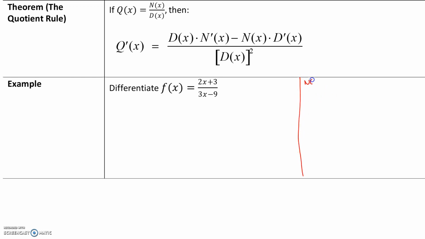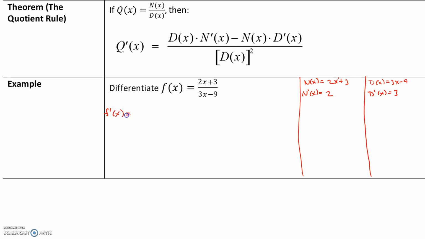So the numerator, n of x, equals 2x plus 3. And the denominator, d of x, is equal to 3x minus 9. N prime of x is the derivative of this. So there's an invisible 1. 1 times 2 is 2. And if you take away the exponent, then it's x to the 0, which is just 1. So all we're left with is 2. And then d prime of x similarly will equal 3. So now that we have all the information we need, let's plug this in.